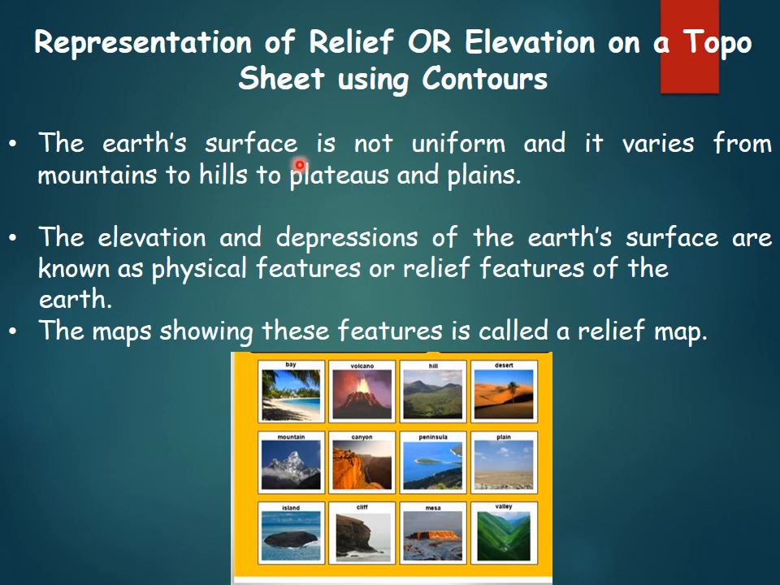As all of us know, the earth's surface is not uniform and it varies from mountains to hills to plateaus and plains. The elevation and depressions of the earth's surface are known as physical features or relief features of the earth. The maps showing these features are called relief maps. Here in this slide you can see various landforms, and all landforms on the surface of the earth have different elevation and different depressions.